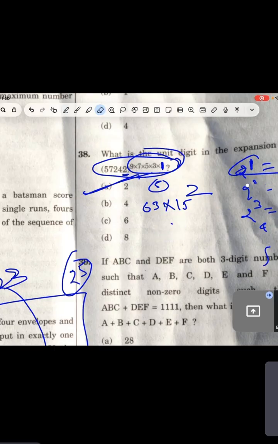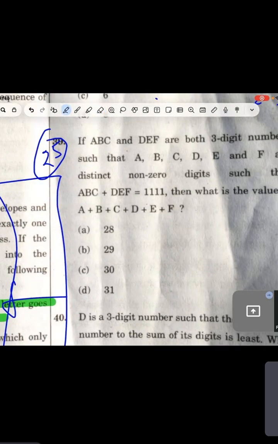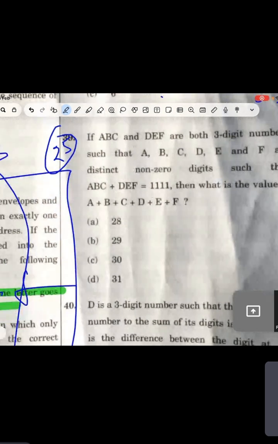Very good question. I like this type of question only. Just brain is required, nothing else. If ABC and DEF are both three-digit numbers, such that A, B, C, D, E, F are distinct non-zero digits, and ABC plus DEF is 111, then what is the value of A, B, C, D, E, F?